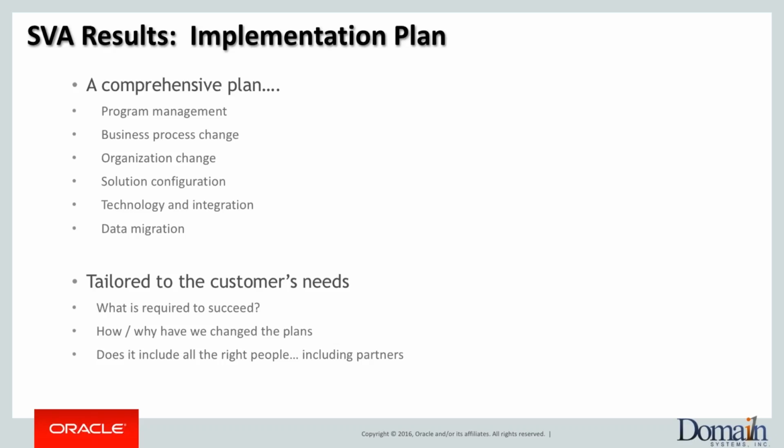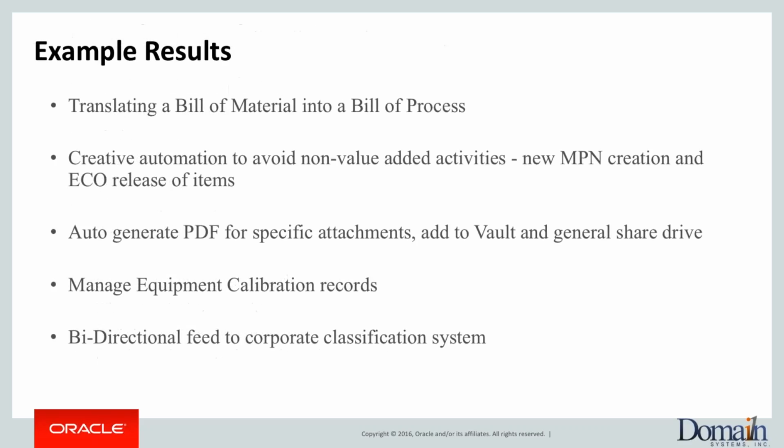So some examples, if I can hit on just a few that came to mind very quickly. There was one customer that didn't really manage a bill of material, but they managed a bill of process even though they were discrete manufacturing. And so translating that bill of material into a bill of process like solution for them so that they could manage their work in process materials, so on and so forth.